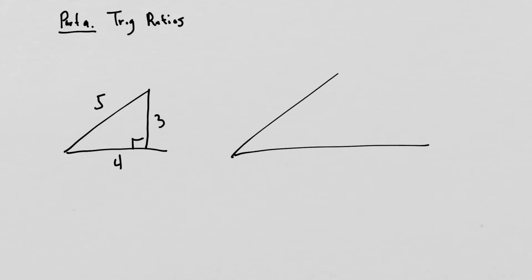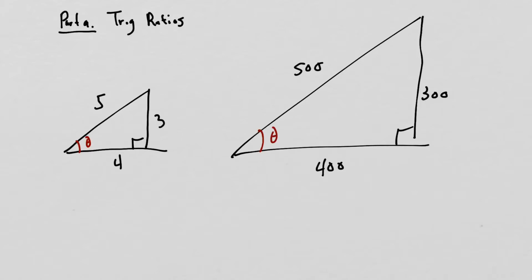Suppose we're given two right triangles. This first right triangle has sides 4, 3, and 5, and our second right triangle has sides 400, 300, and 500. Along with each of these angles being theta.